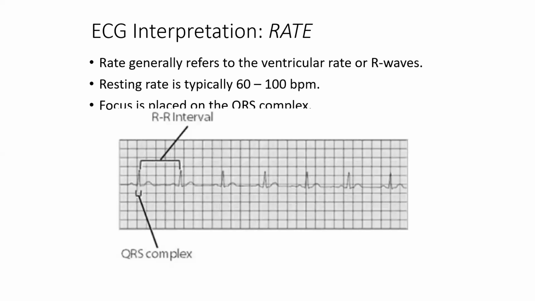Okay. So the other one again is when you're using the big box, then you count what is in between there, then you divide by 300, then you will get your rate. Okay.